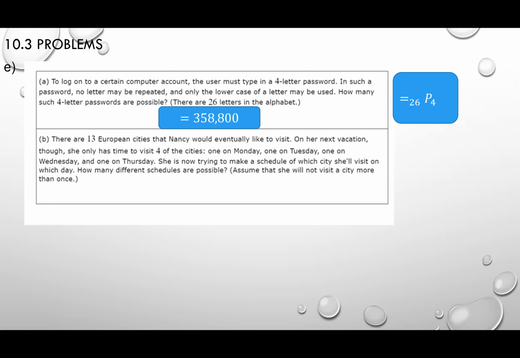What about B? If you read B, we know that there are 13 and we're choosing 4. We have 13 cities and we want to choose 4 of them. So we know 13, 4. Is it permutation or combination? Combination? Is it combination? Combination, yes.